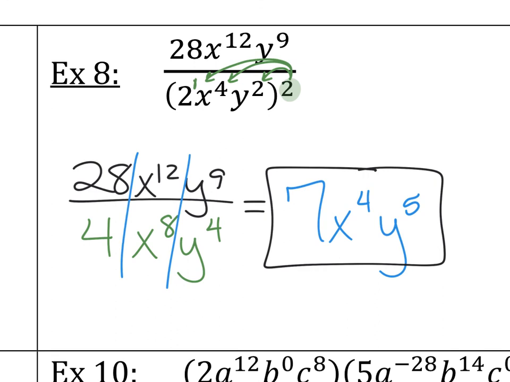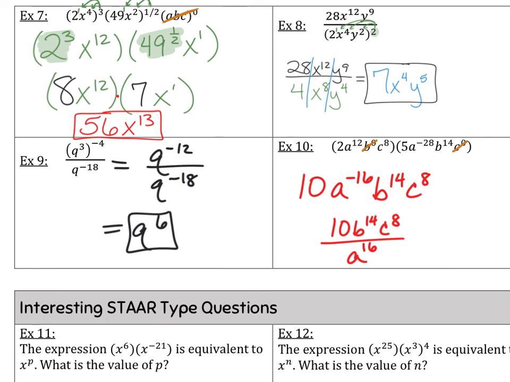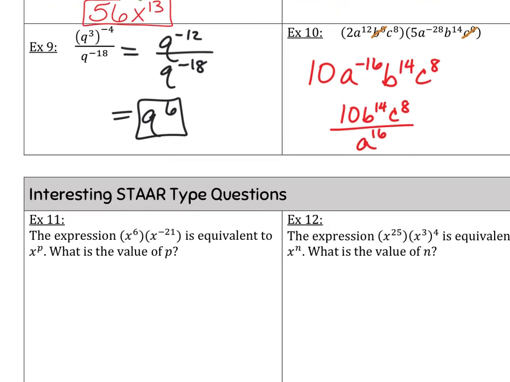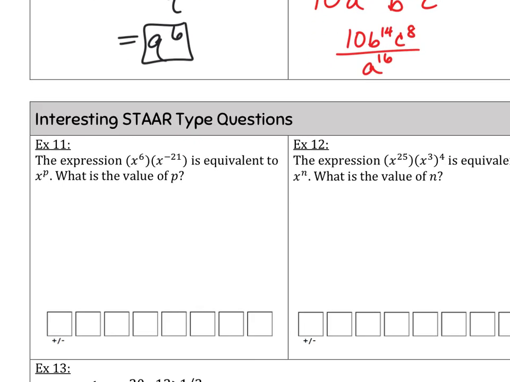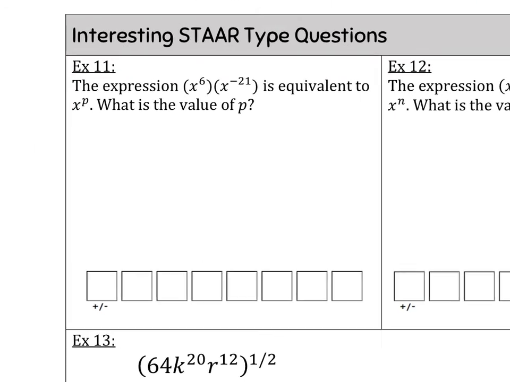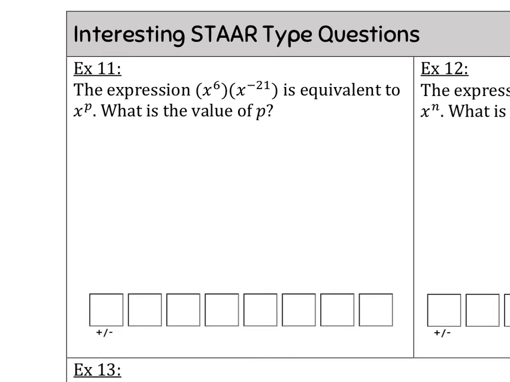Hold on. I do really want you to see 11 and 12, though. So we're going to look at 11 and 12. This has been how they've asked questions on the STAAR test for the last 2 years. So most likely we're going to see a question like this. It says, the expression x to the 6 times x to the negative 21 is equivalent to x to the p. What is the value of p?